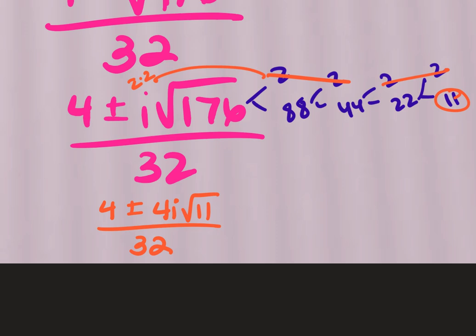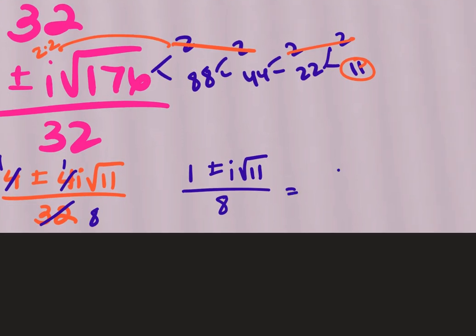And then I see if I can reduce it. The same number goes into 4, 4 and 32. It'd be 1, 1, and 8. And I'd get 1 plus and minus i square root 11 over 8, or 1/8 plus and minus square root 11 over 8i. Again, either of those will get you full credit, but it has to get reduced.